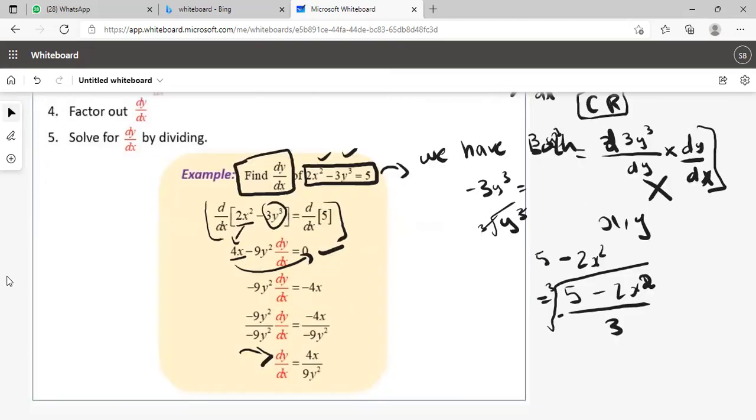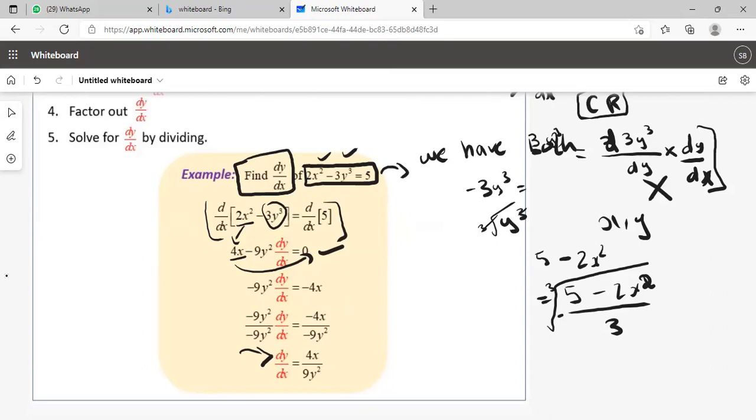Now they are saying factor out dy by dx. This basically means to make it the subject, right? And solve for dy by dx by dividing. We finally take this 9y squared to that side and we have dy by dx the subject of our equation. And this is what our goal was.